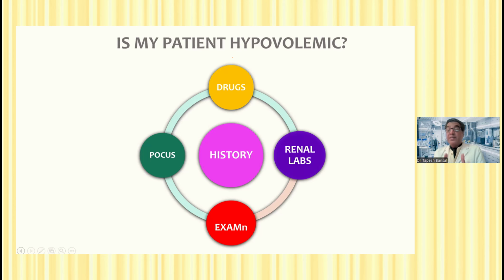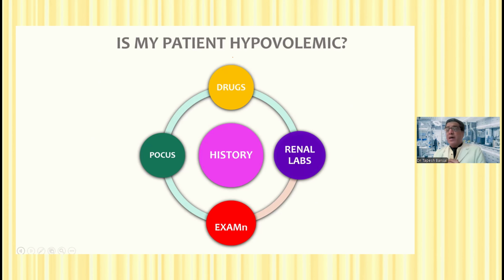Then you look at the examination, examine the patient. Is he dehydrated? What do you look for in dehydration? You look at the blood pressure. Is there a low pulse pressure? Is there a tachycardia? These are two very important things. And you look for conditions which cause euvolemic hyponatremia.